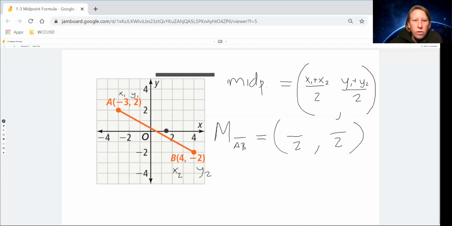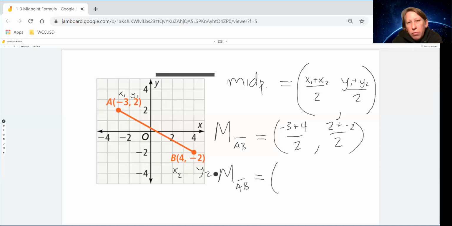So what do I need to do? I need to add -3 and 4. So I do -3 plus 4, adding the X's and finding halfway. And then I'm going to add the Y values. So Y1 is 2. And Y2 is -2. And I'm going to add that together. That's going to tell me the coordinates of the midpoint.